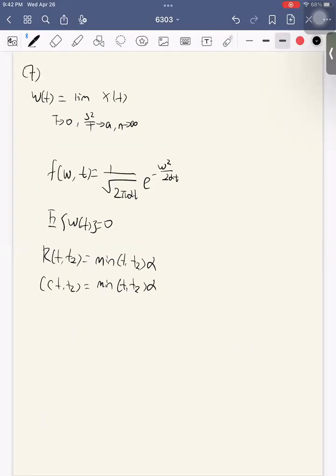And that's pretty much how we prove the definitions for these processes. Thanks for listening.